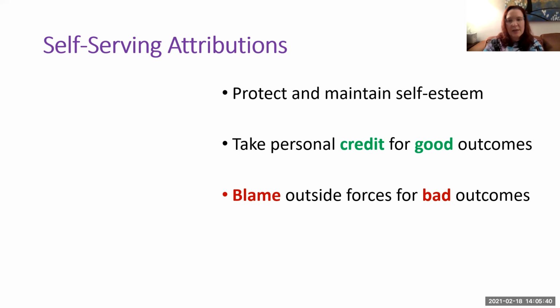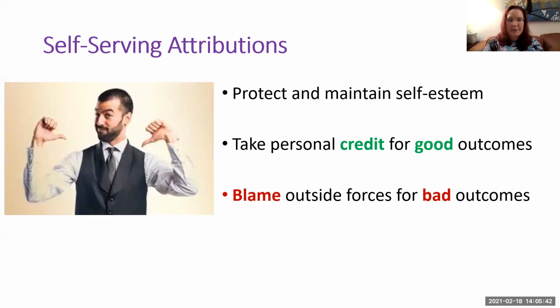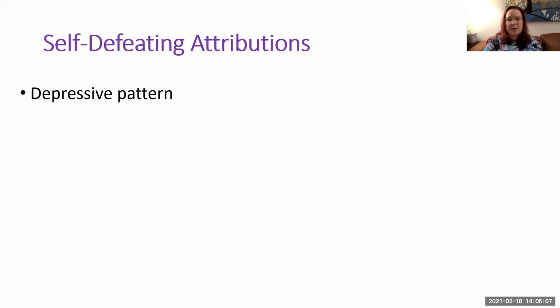But we can also think about the good side of sort of boasting or bragging or having arrogance. So when you take personal credit for good outcomes and don't account for potential outside circumstances that could have helped you do well, then that still is going to be characteristic of a self-serving attribution.